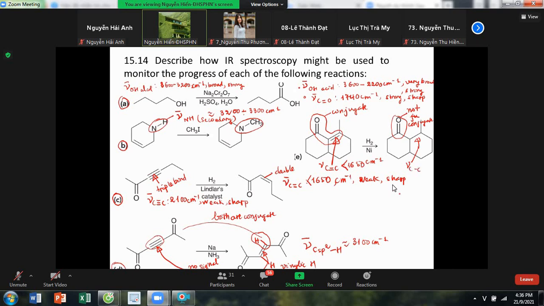You can base on two pieces of information: conjugate carbonyl versus not conjugate carbonyl, or you can base on the disappearance of the CC double bonds when you reduce this one. Okay, I think it is enough for infrared spectrum.